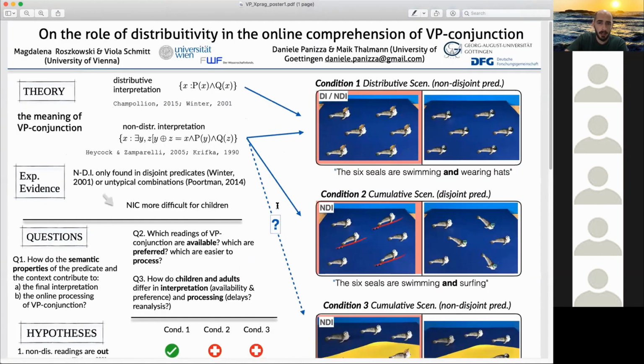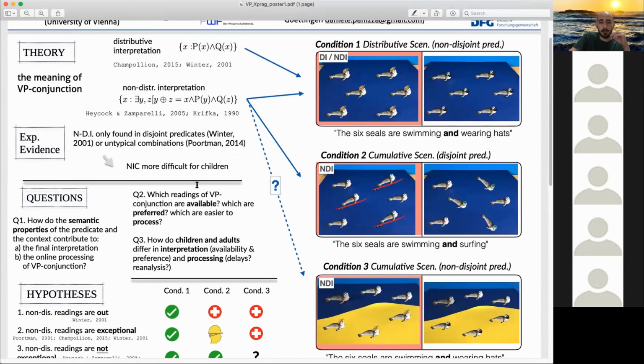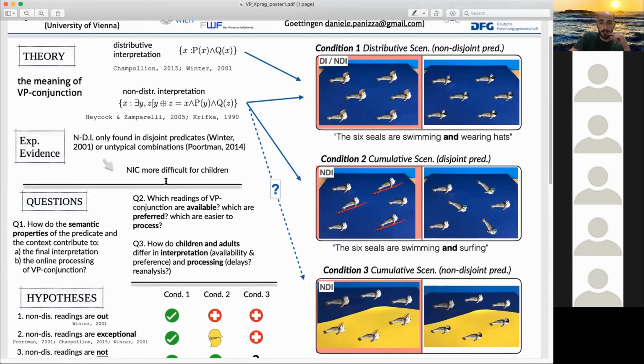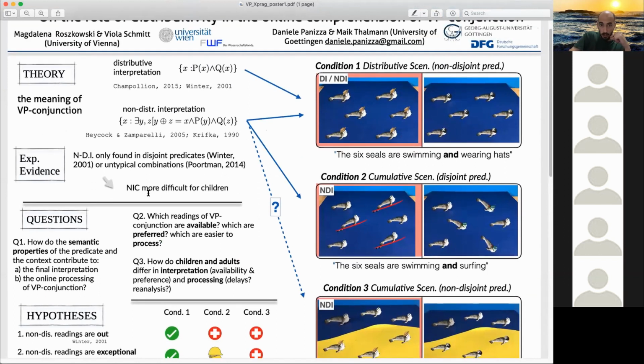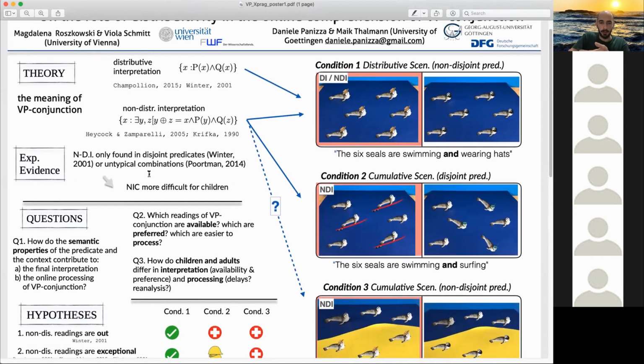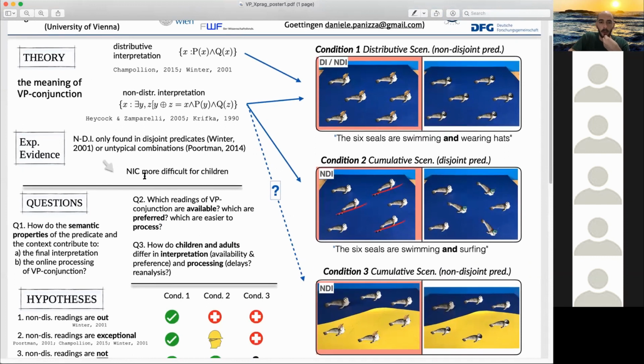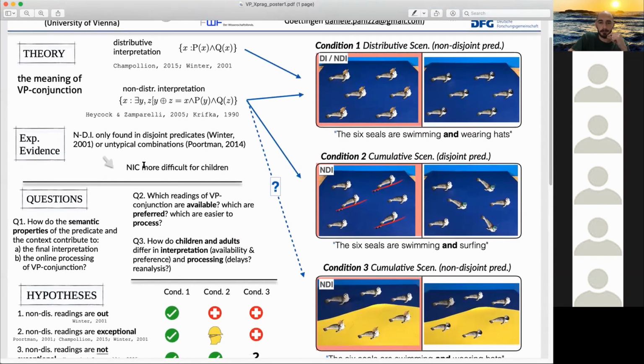So if we come back to our theory, some experimental evidence found that the non-distributive interpretation is more difficult in children. So again, children would like the strongest interpretation, okay?